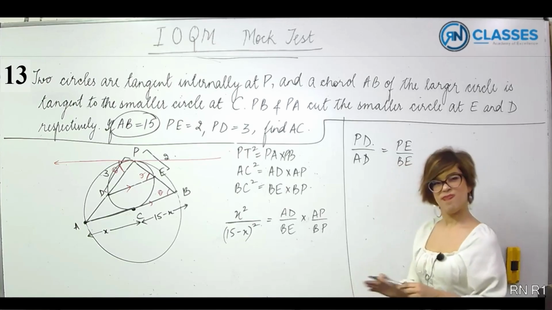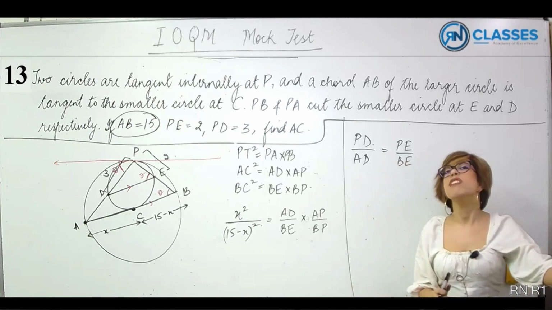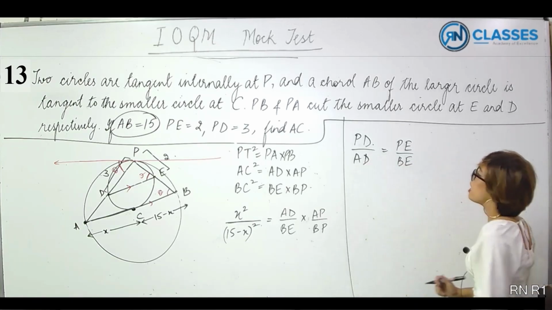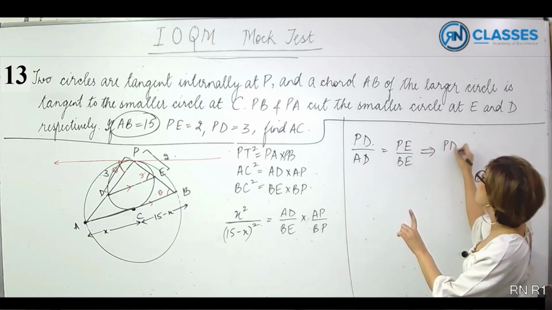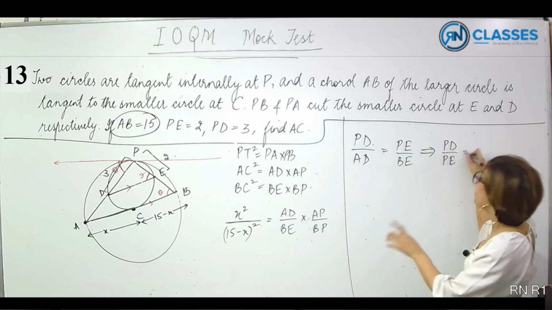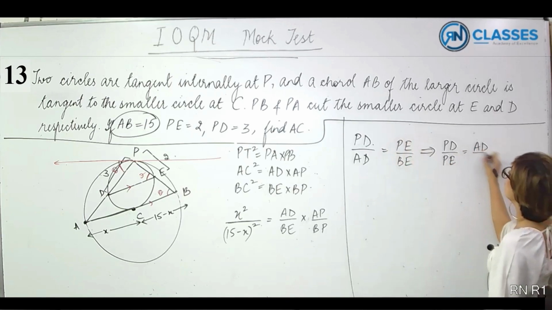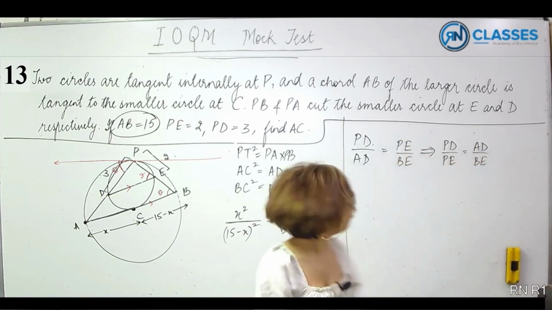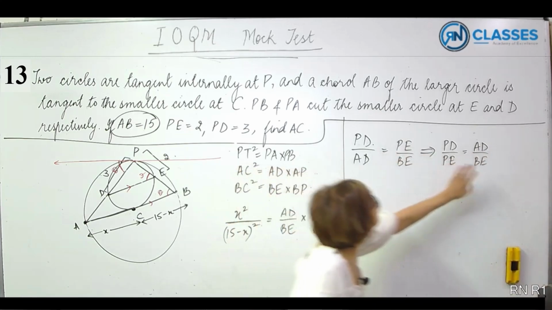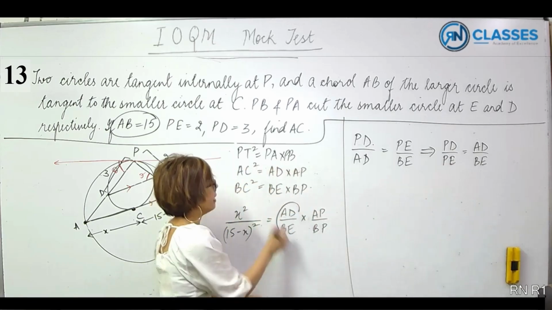Is there a benefit to this? Let's see. If these two ratios are equal, can I say that this ratio will also be equal? PD by PE would be equal to AD by BE. Just cross multiply. Nothing more. Why am I interested in this one? AD by BE.